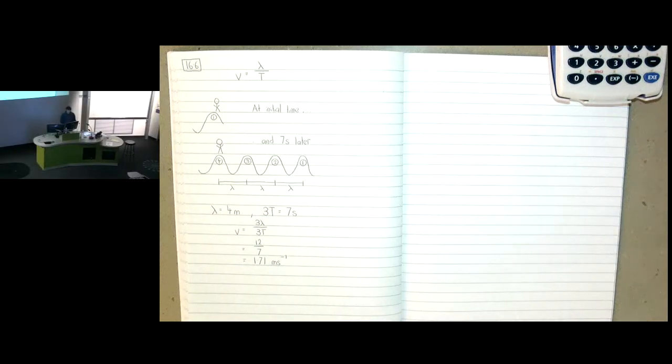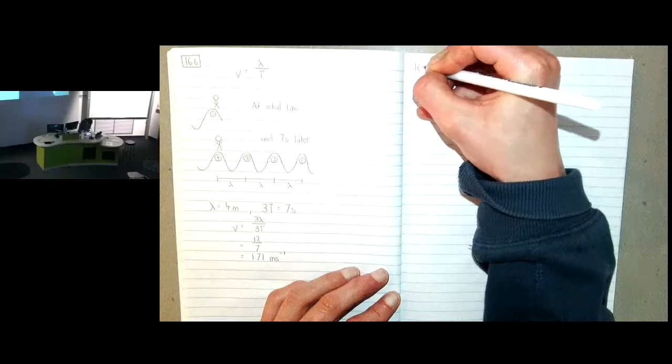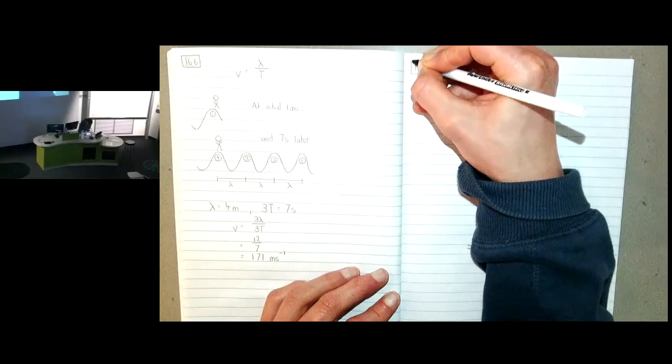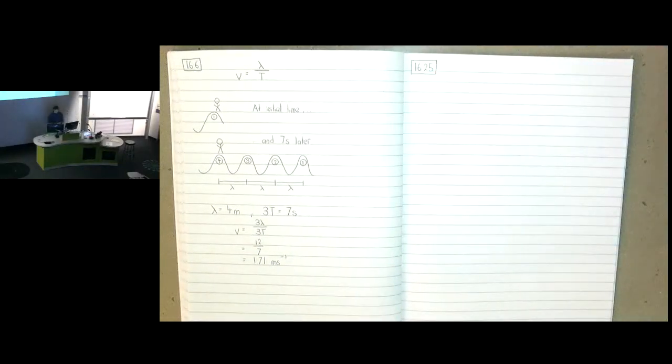Okay, so now in question 1625, what we've got here is a question which asks us to come up with a mathematical description of a wave which is travelling in the negative x direction. So we've been given the amplitude of this wave, its period and its speed, and we're asked to come up with a mathematical description of it.